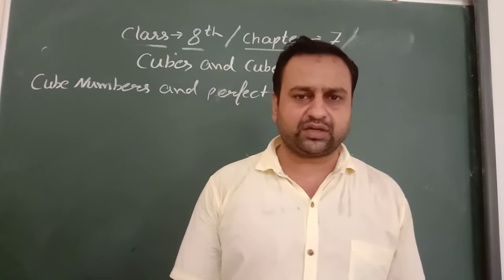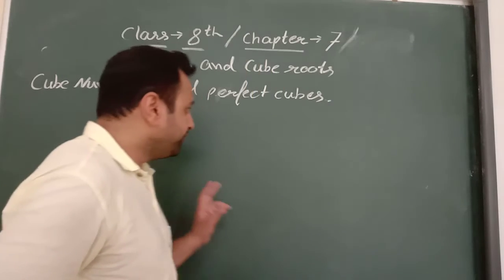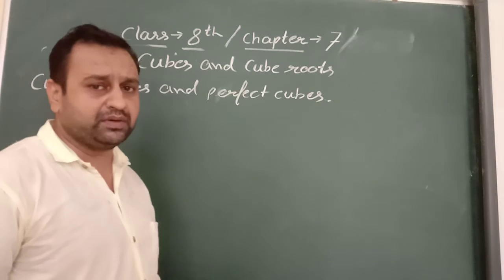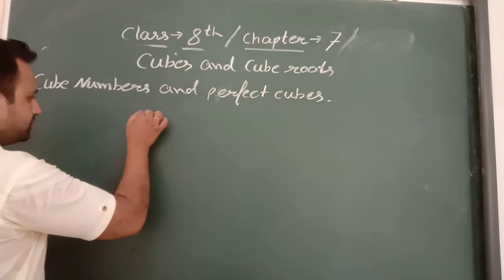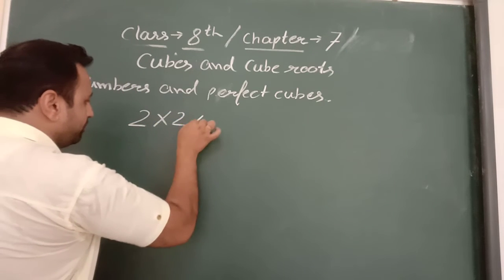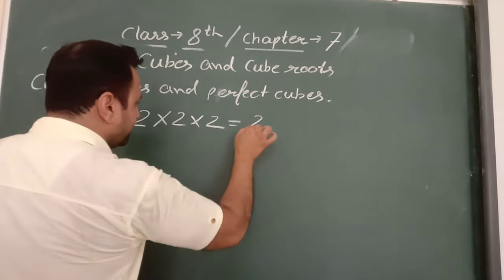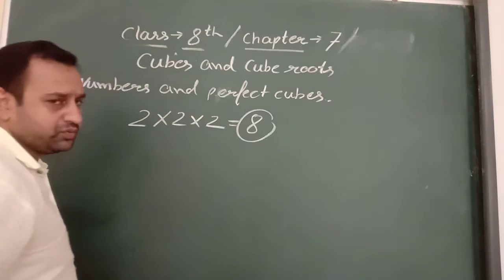Simply like a perfect square number, for a perfect cube, we multiply the same number 3 times. Suppose you multiply 2, multiply 2, multiply 2, then we get 8. So 8 is a perfect cube.